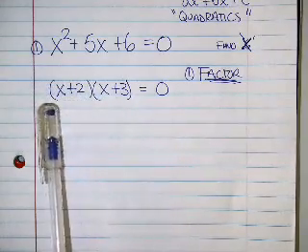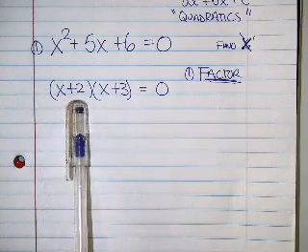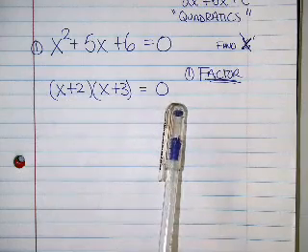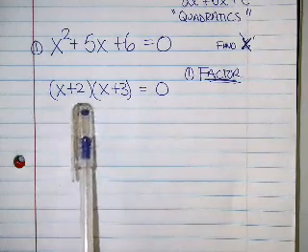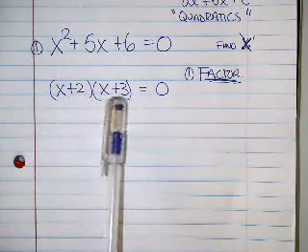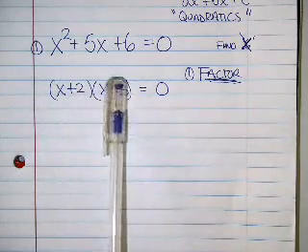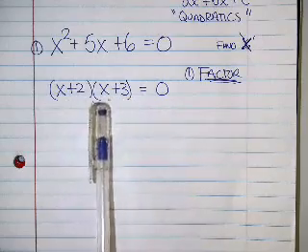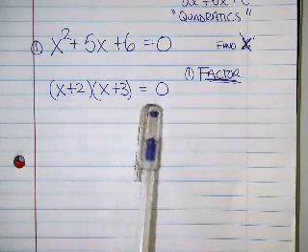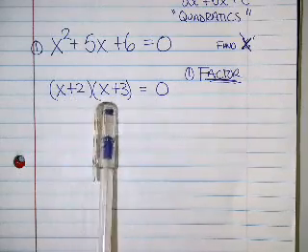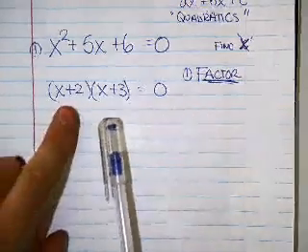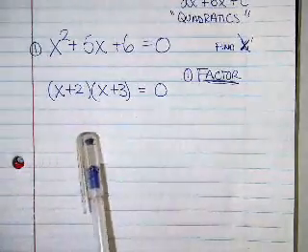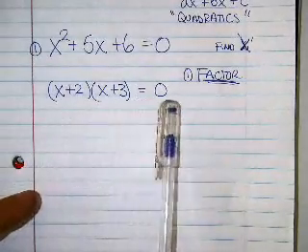The only way you could have something times something equals 0 is if one of these two things is a 0. Either this is 0 times this parenthesis will make 0, or this is 0. This times 0 will also make 0. The only way this can equal 0 is if one of these two parentheses makes 0. You'd have 0 times something equals 0, or something times 0 will equal 0.